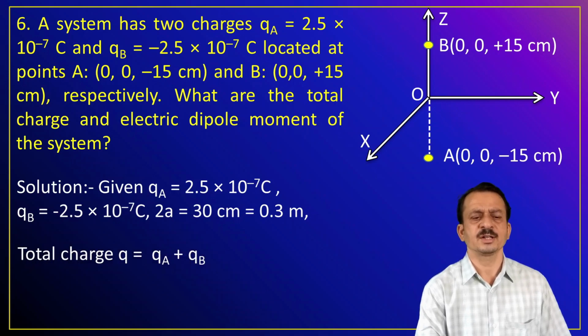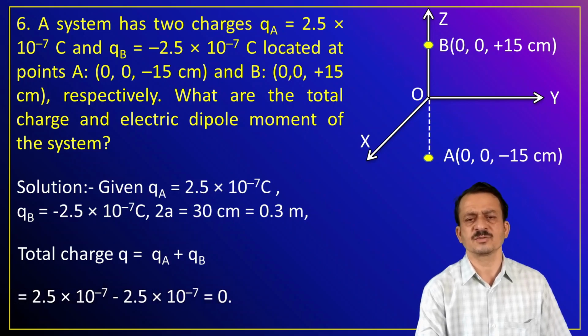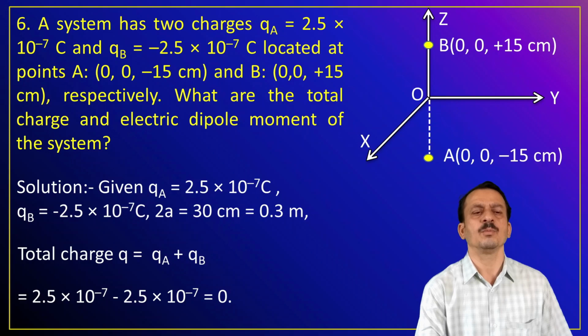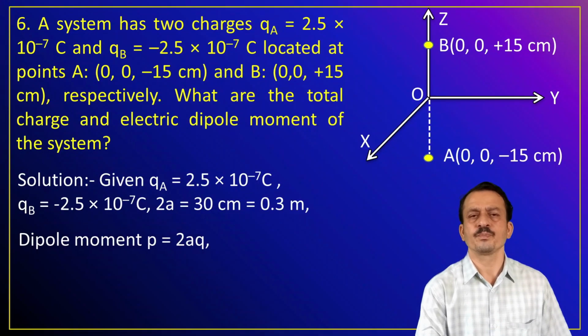Now first we have to calculate the total charge. It is the sum of the two charges. So one is positive charge, another one is negative charge. Therefore, total charge of the system is 0. Now dipole moment you have to calculate. We have a simple relation for the dipole moment. Now dipole moment is given by P is equal to 2aq, 2a distance of separation, q either of the charge.